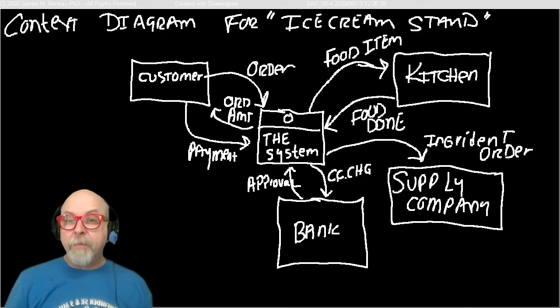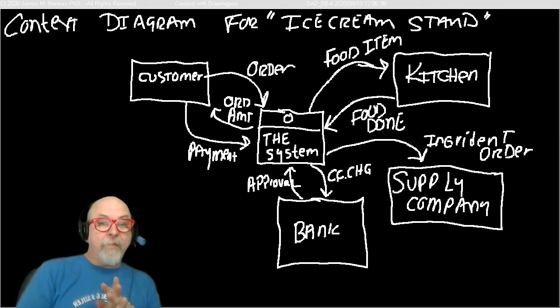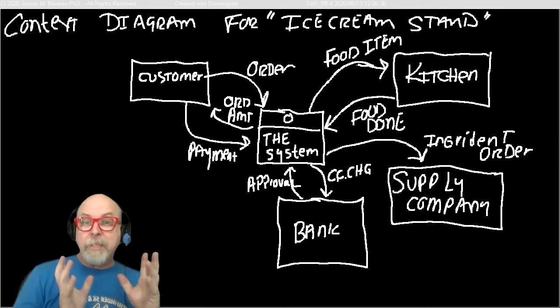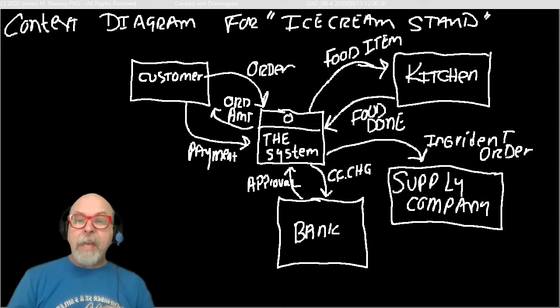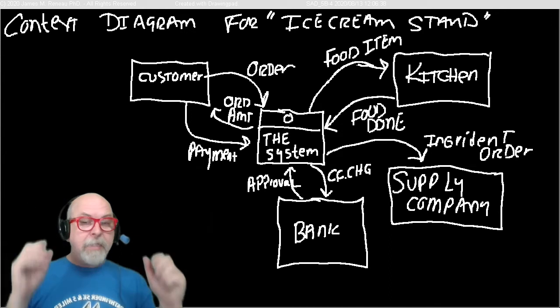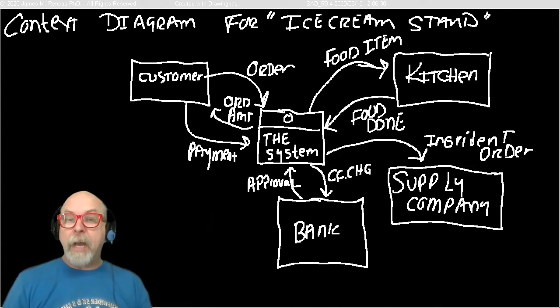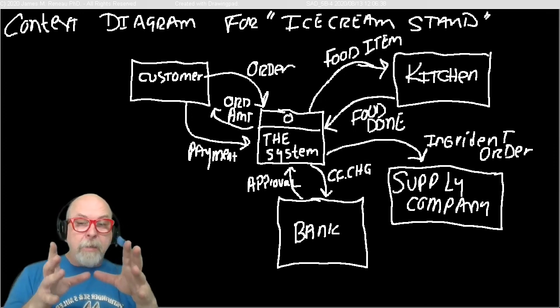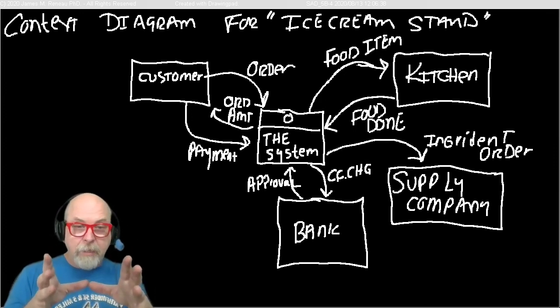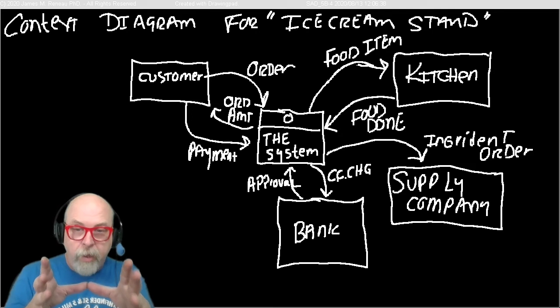You know, it's summer, and one of the things I love more than anything else in the universe is ice cream. So this example is the context diagram for the imaginary ice cream stand I'm going to open when I retire. So the system will be the ice cream stand point of sale system, the system that's going to run the ice cream stand.